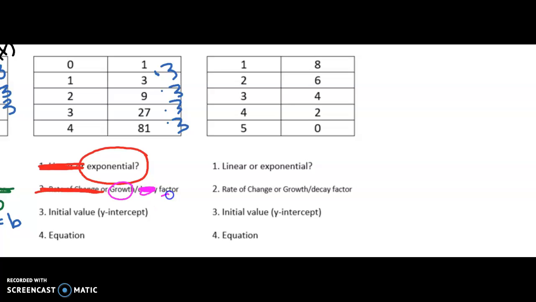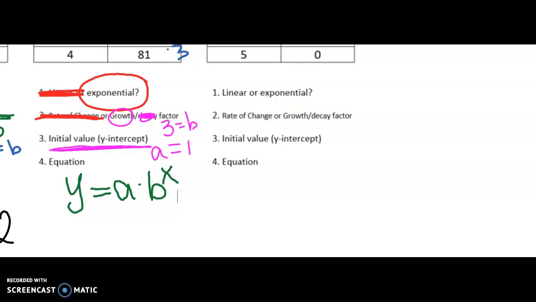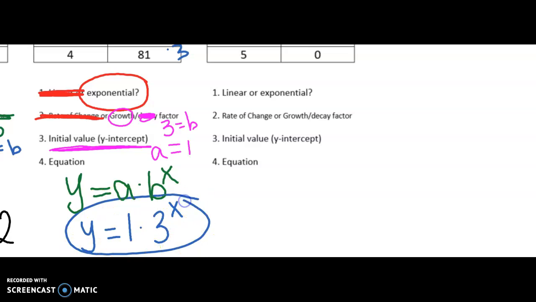And the growth factor is 3, or b equals 3. The initial value, which is our y-intercept, is where x is 0. When x is 0, my initial value is 1. So my a is 1, like that. And I'm going to use my equation, y equals a times b to the x, because that is the standard form of an exponential function. So we got y equals, we started with 1, and we multiplied 3 x number of times. So there's my equation. All right, let's go ahead and try one more.